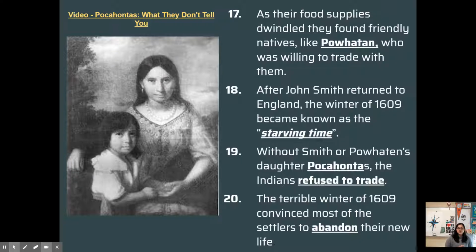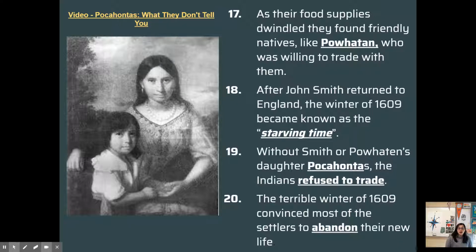Well, the problem with this is that, without their leader, this time becomes known as the starving time. It's exactly what it sounds like. People are literally starving. So much so that there are resources that say that the people in Jamestown did resort to cannibalism, to eating other humans who had died. So without help, they try to rely on John Smith. He's not really there to help.